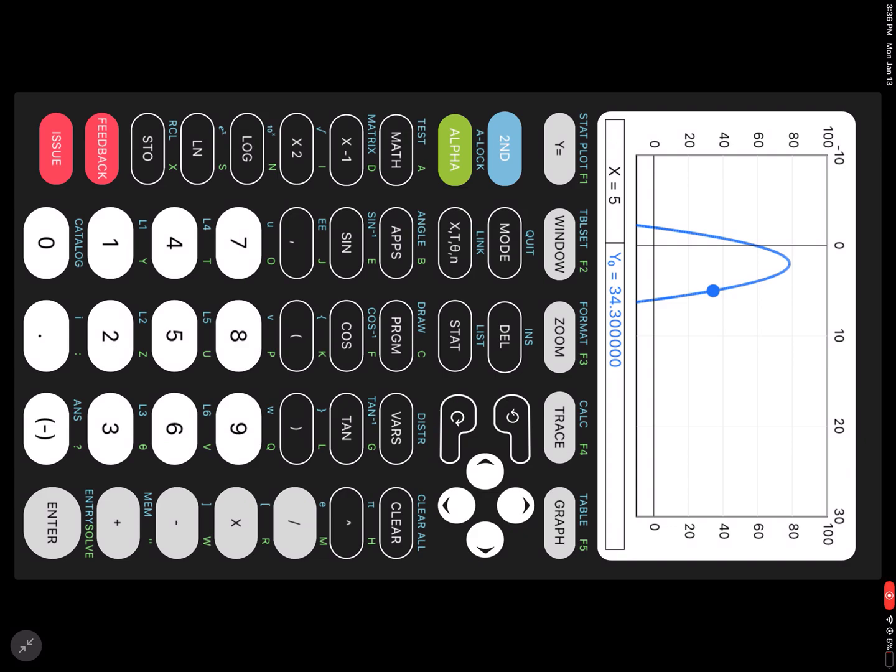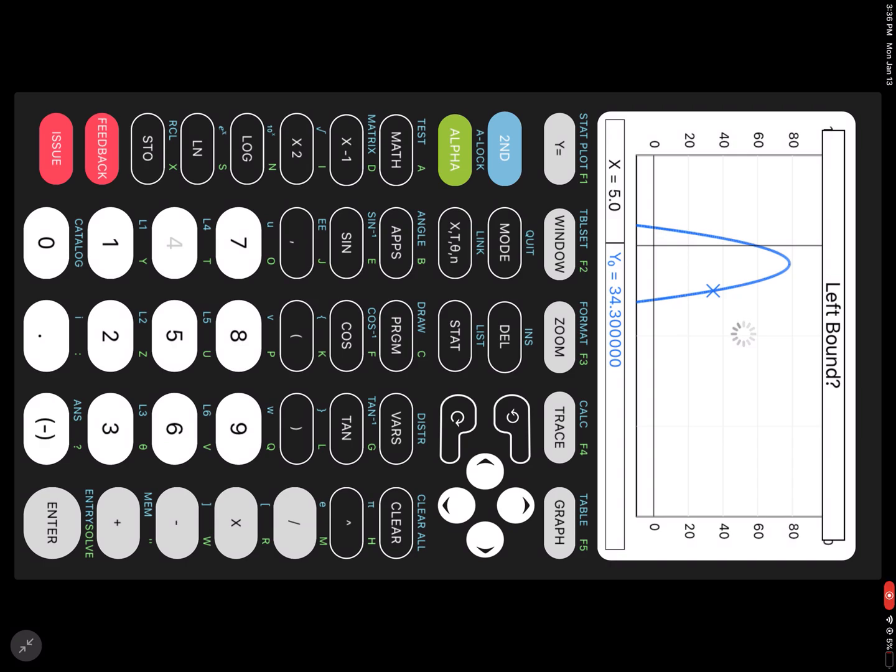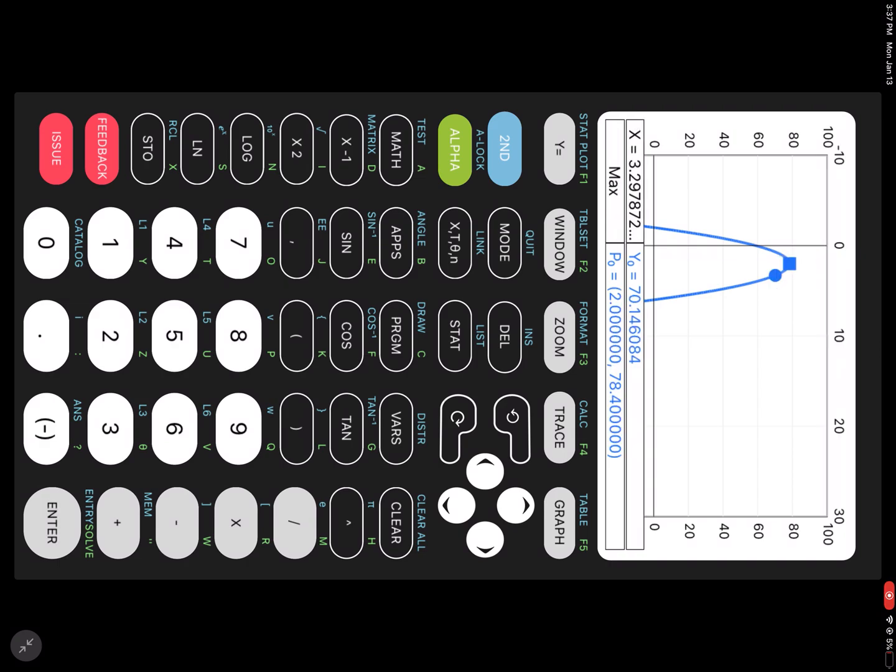What is the max height the ball reaches? Okay, so that would give us a max, so we click here on max, which is 4, so you can just press 4. It says left bound, so we need to use our arrows to get left of our vertex, right of your vertex, and then again with a regular, you'd have to do a guess. Okay, and then it gives us the vertex. So the maximum height would be 78.4, and it would take 2 seconds.